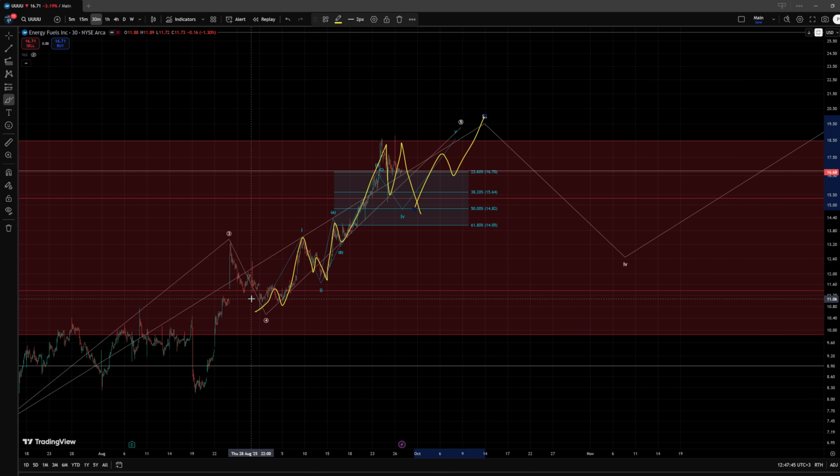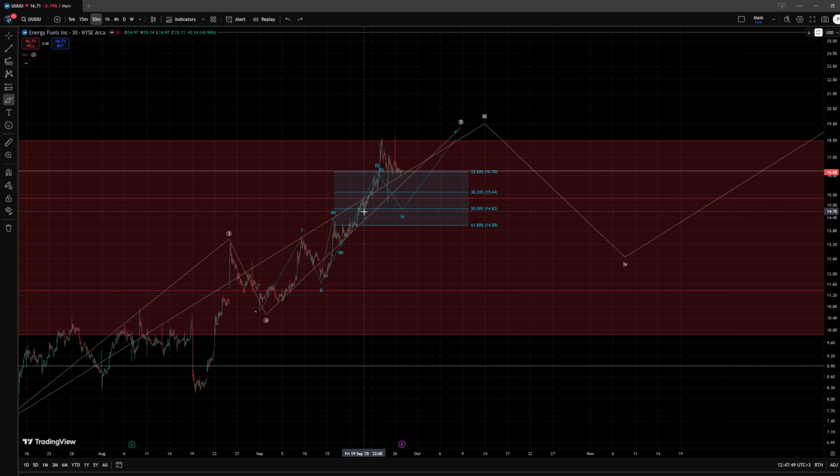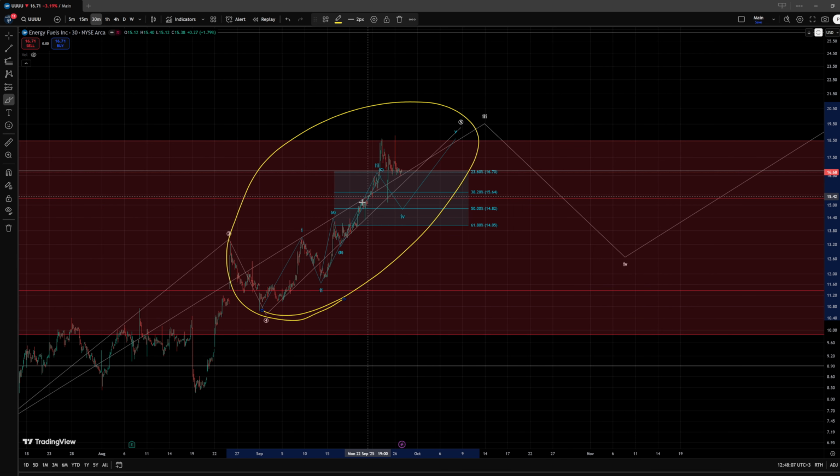Now technically it is still possible to work this out into the scenario that I presented a couple of videos ago, or maybe even more, where this could be a very impulsive breakout waiting to happen, but I have to mention the probabilities of this working out are actually extremely reduced based on the internal structure within this movement here.